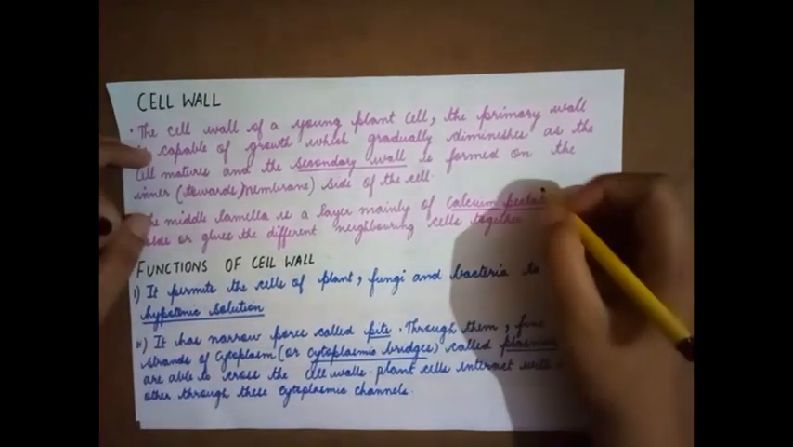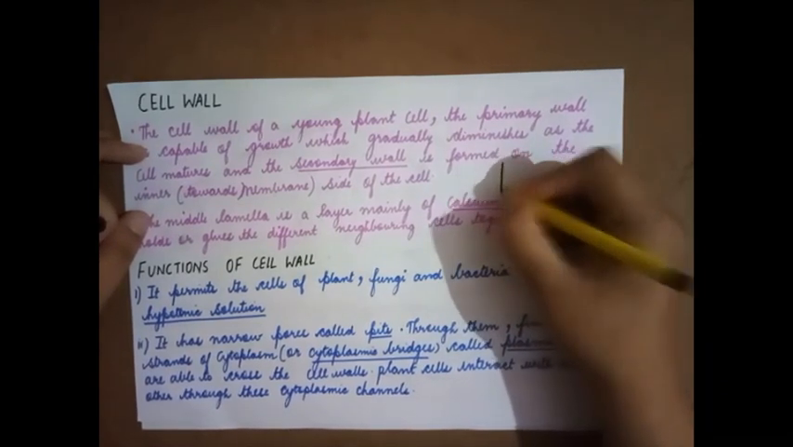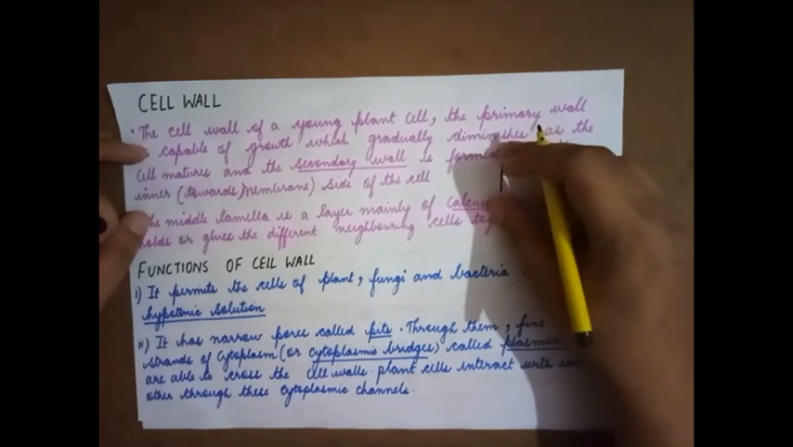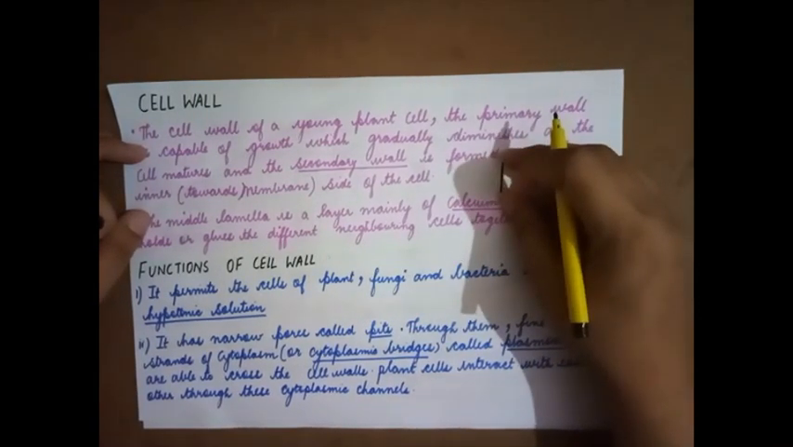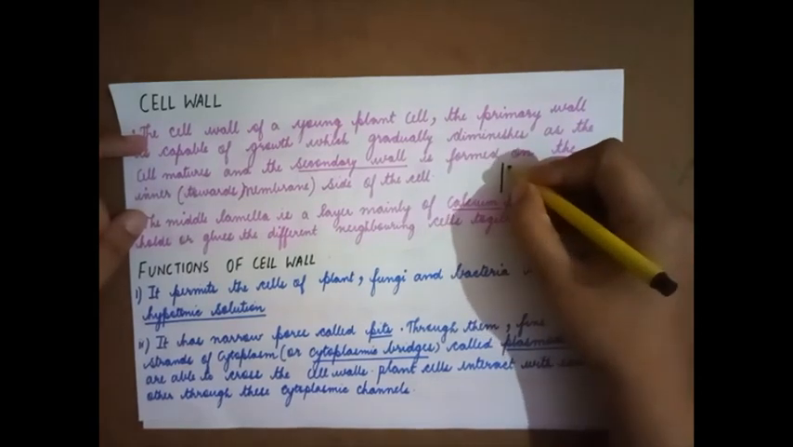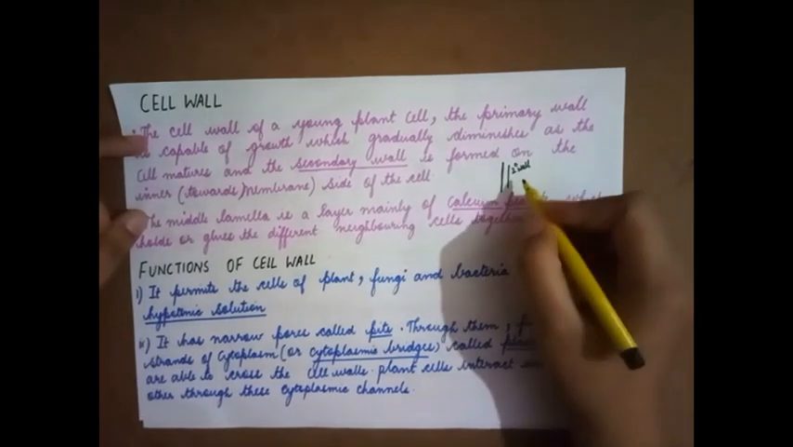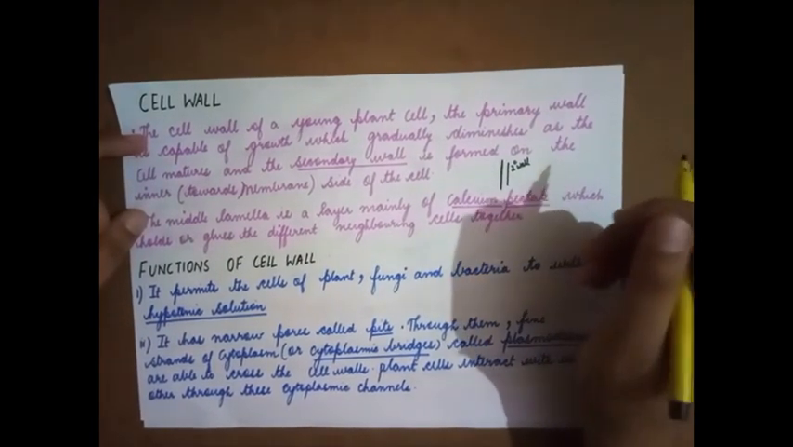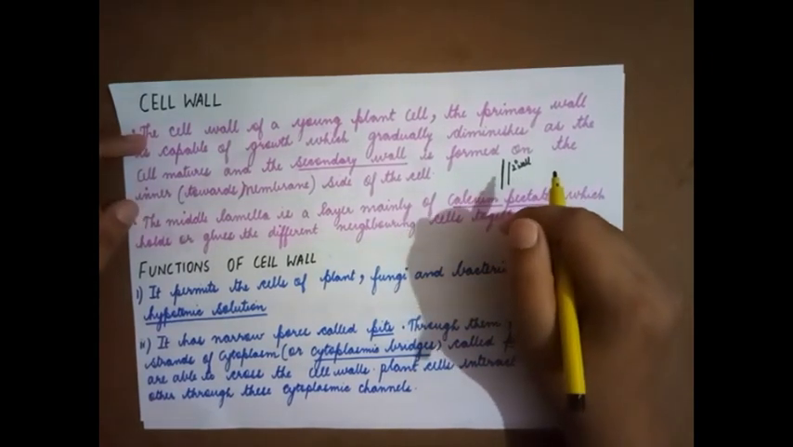Now what do I mean by this? Now there is a formation of primary wall. The very first formed wall is known as a primary wall. Now as it matures, slowly this primary wall diminishes and inner to this a secondary wall is being formed, and this is closer to the plasma membrane. Secondary wall is closer to the plasma membrane.